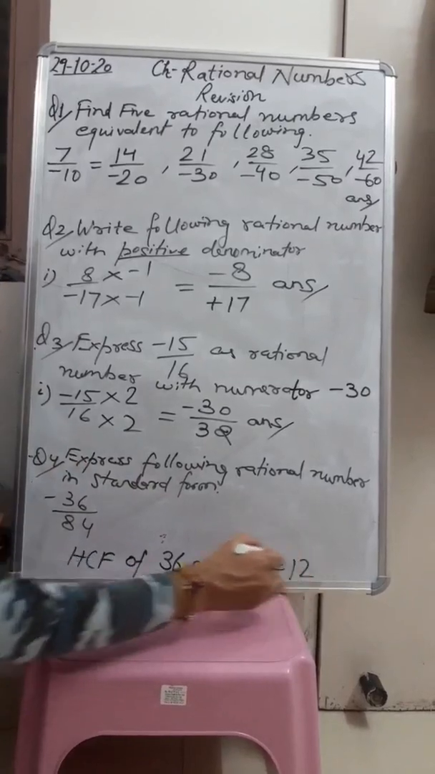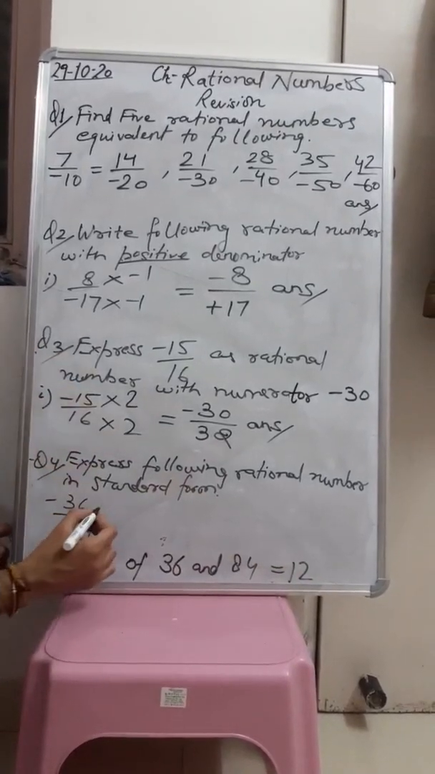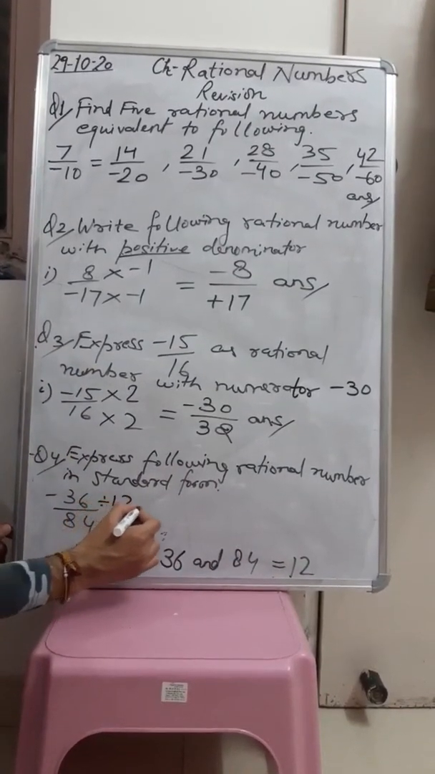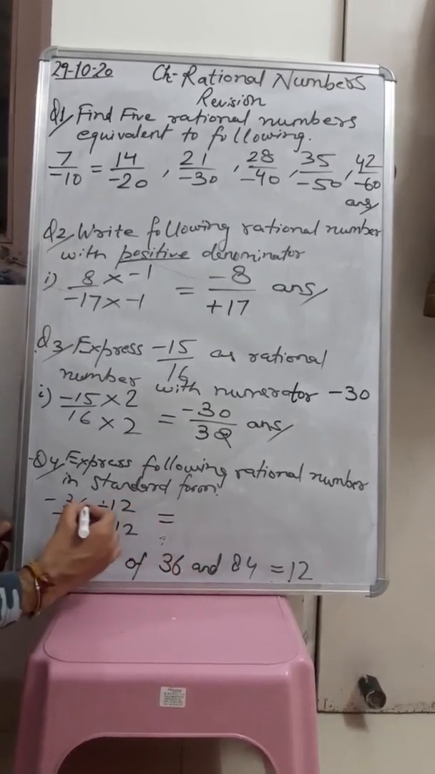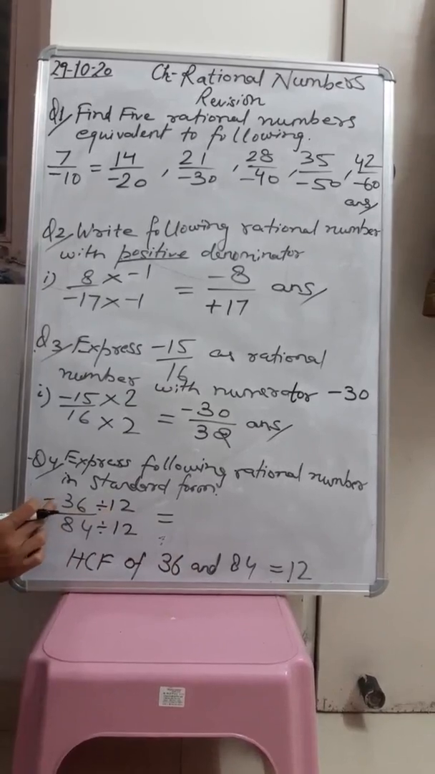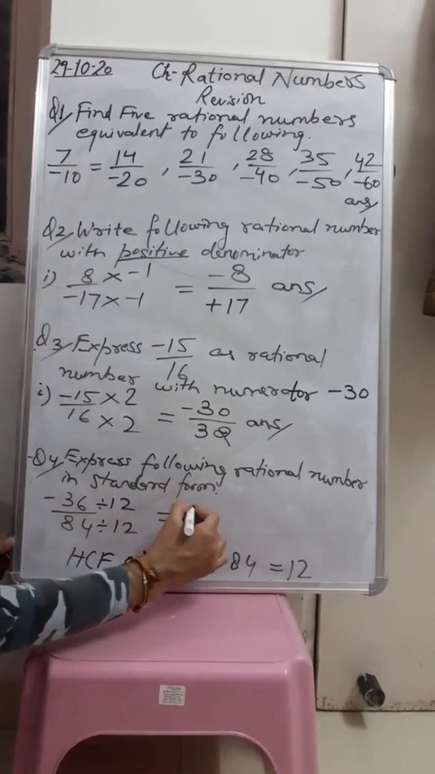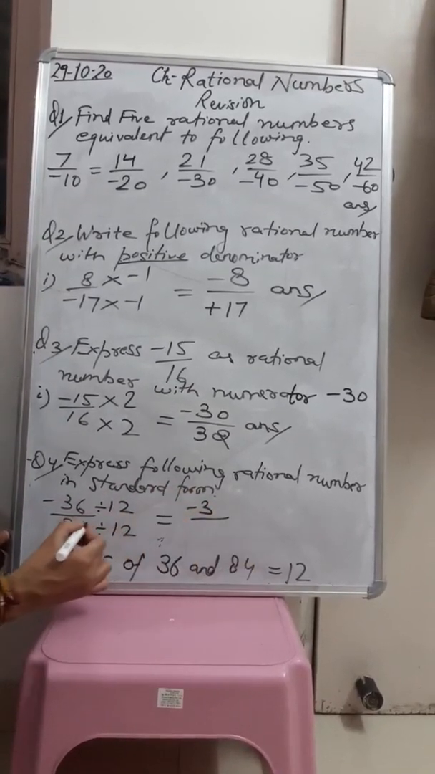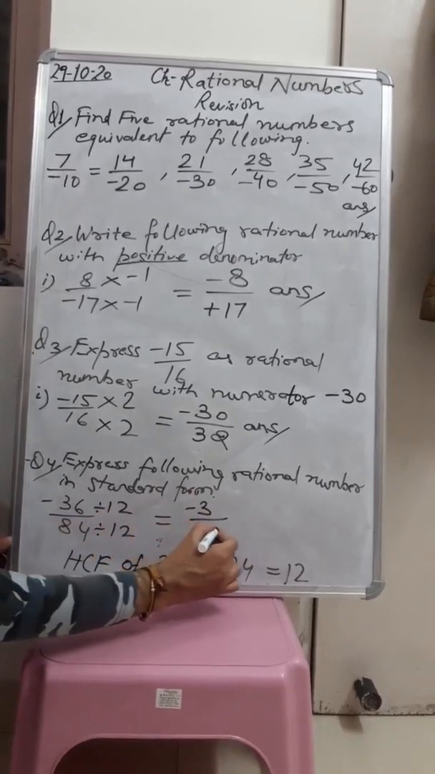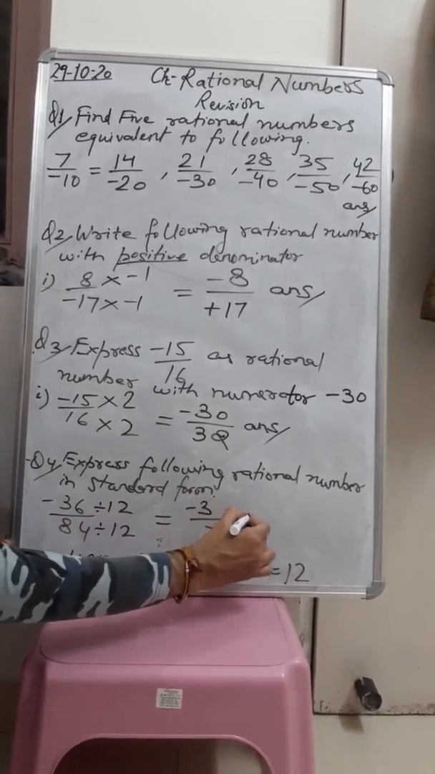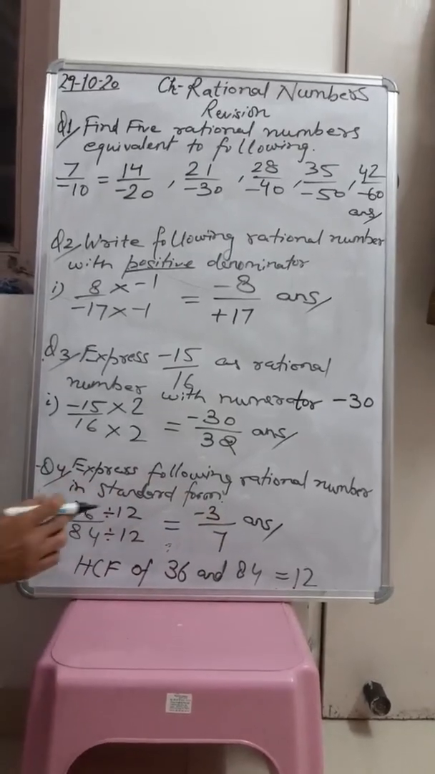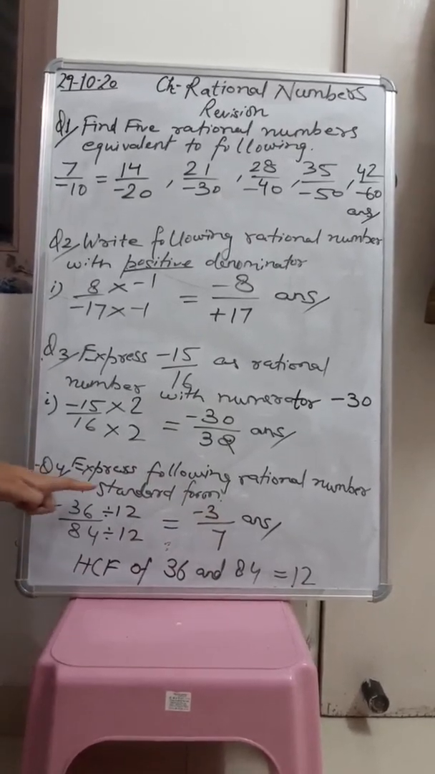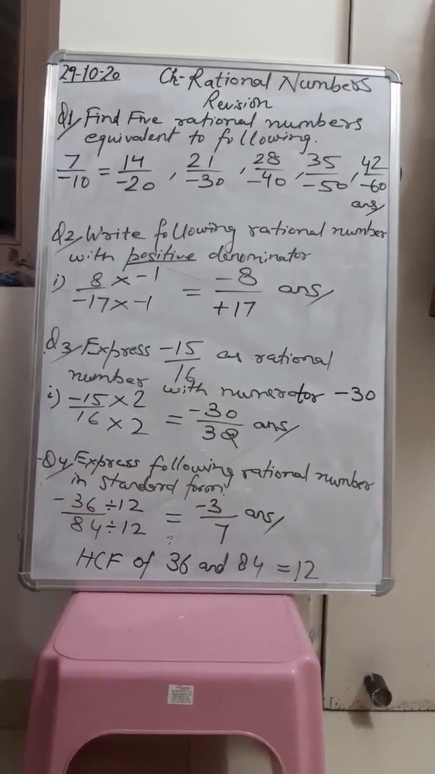The HCF of both the numbers is 12. That means we have to divide both the numbers by their HCF. So minus 36 divided by 12 gives you minus 3 and 84 divided by 12 gives you 7. So that means answer will be minus 3 upon 7. So in this way we can find out a standard form of a given rational number.